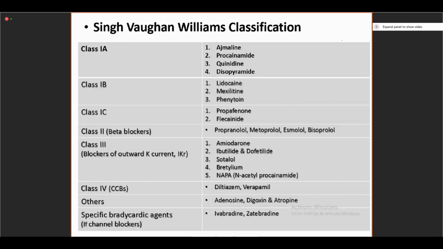Okay, so this is of course the classification that we know, the Vaughan-Williams classification for the antiarrhythmic medication, which we are all oriented with. But in the next slide we can see that in 2018 they presented another classification for the antiarrhythmic medications, and in this new classification they classified other medications like the Johnson and the ivabradine in class 5. So would you please show the next slide, Dr. Ahmed?